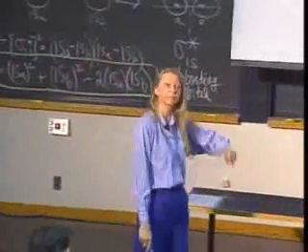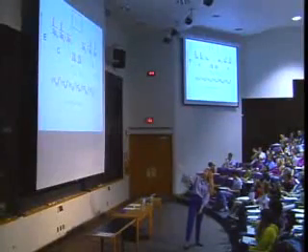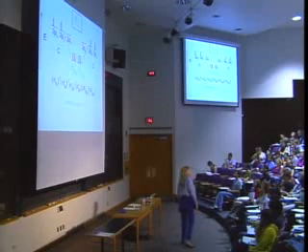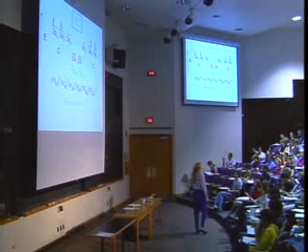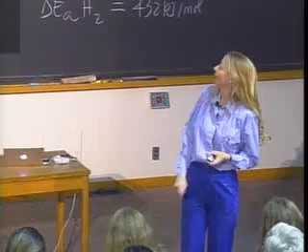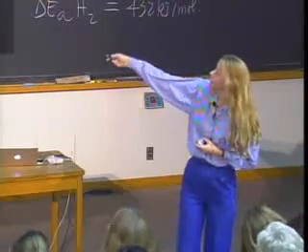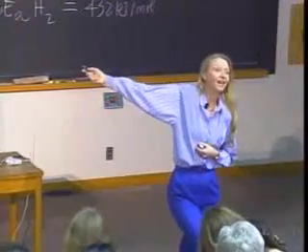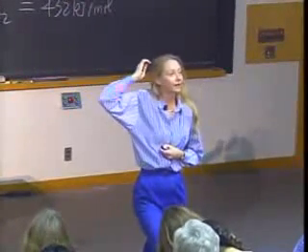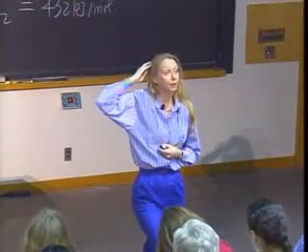Okay, let's calculate the bond order. Number of bonding electrons, 2, 4, 6, 8 bonding electrons. Number of antibonding electrons, 2, 4. 8 minus 4 is 4 divided by 2. Bond order is 2, and we have a double bond, right? Let's look and see how strong that double bond is. 599 kilojoules per mole. That's a pretty good double bond.